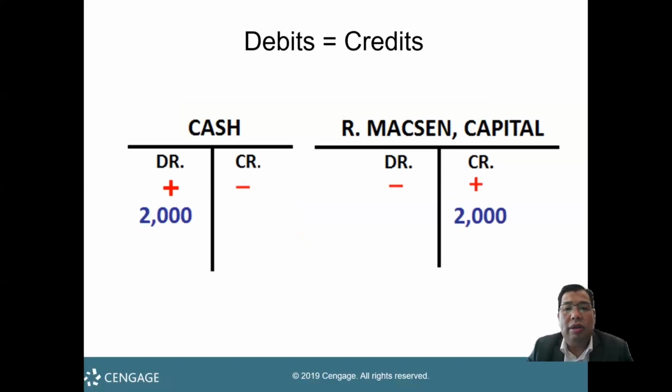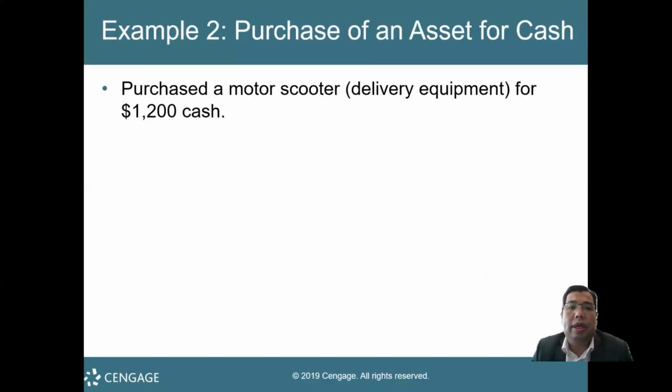So what is the overall effect? We can see from this transaction, we're going to debit our cash by 2,000, and we're going to credit our capital account by the same amount, that is 2,000. So one debit, another one is credit. So this is how the system works.